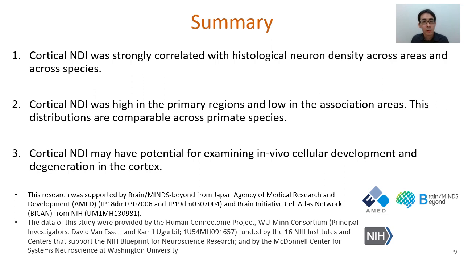In summary, we found that cortical NDI was strongly correlated with neuron density across cortical areas and across 4 species in the living brain. We also found that cortical NDI showed similar spatial distribution across 4 primates. NDI was high in the primary regions and low in the association areas. These findings suggest that NDI may have potential for examining in vivo cortical cellular development and degeneration.